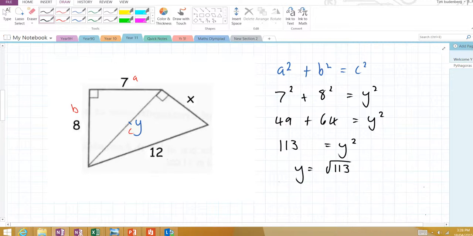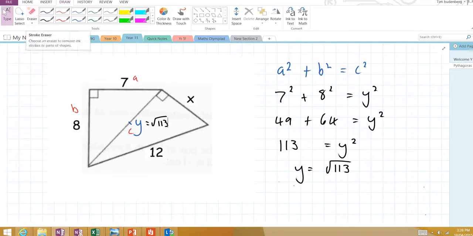Now if you put 113 into your calculator, you will come out with some horrible decimal number between 10 and 11. But we don't need to use a decimal yet. Simply, we can leave it in the square root form, and that becomes quite convenient, and I'll show you why in a second. So we know that now y is equal to the square root of 113.